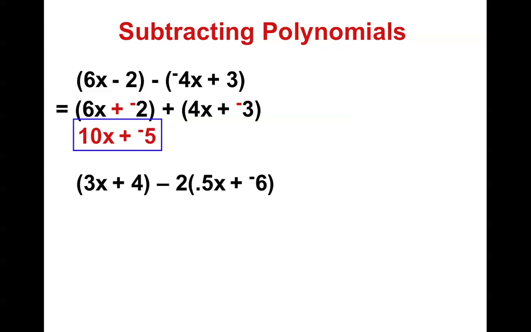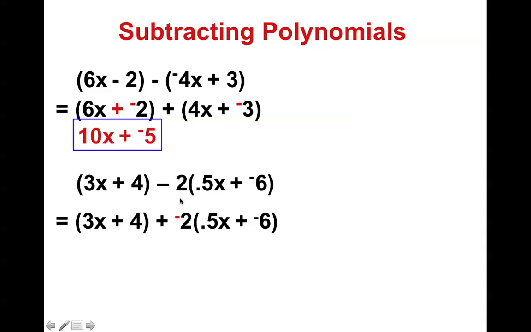Uh-oh, what do we do now? All right, there's a couple of different ways you can handle this. But the way that most people do is they simply go add, and the opposite of 2 is negative 2. Now what we can do is multiply. Negative 2 times 0.5 is going to be negative 1x, and negative 2 times negative 6, negative times negative, is positive 12. Now I can combine things that are alike. 3 plus negative 1 is 2, and 4 plus 12 is 16.